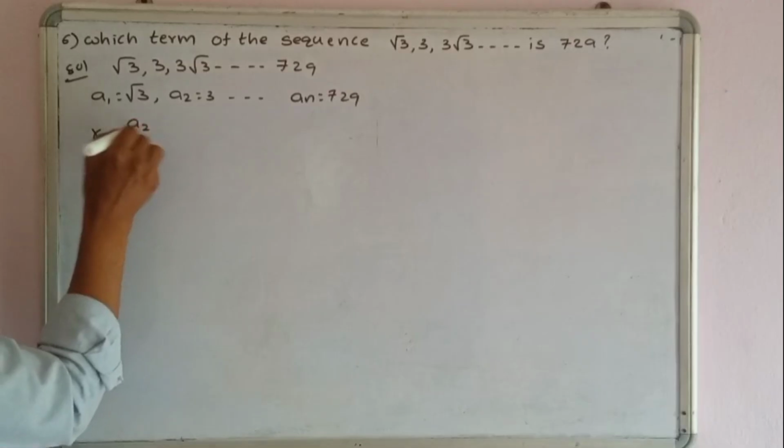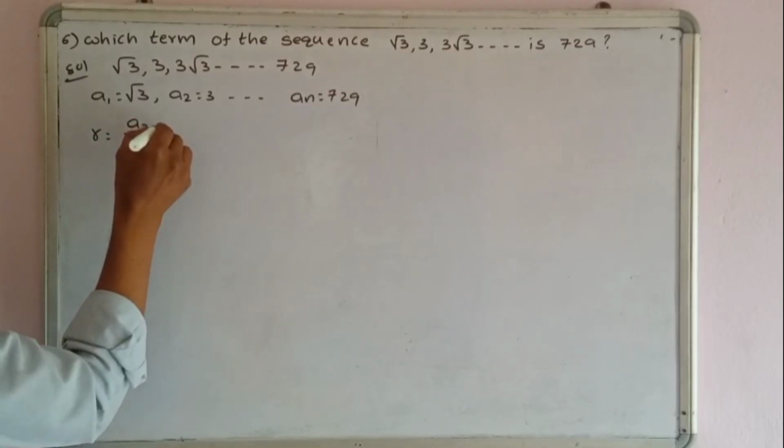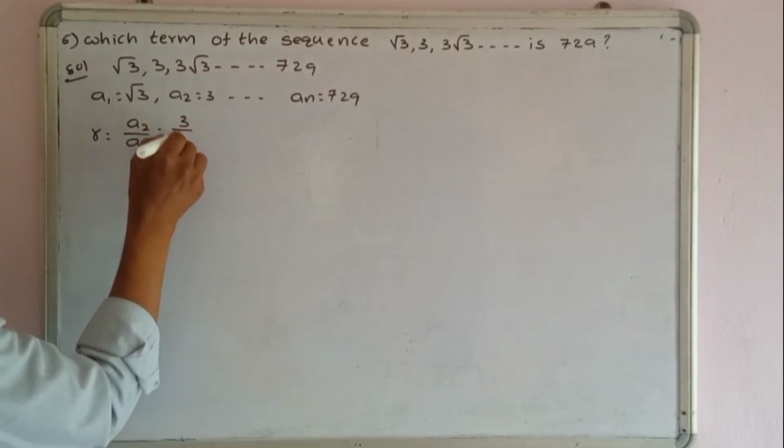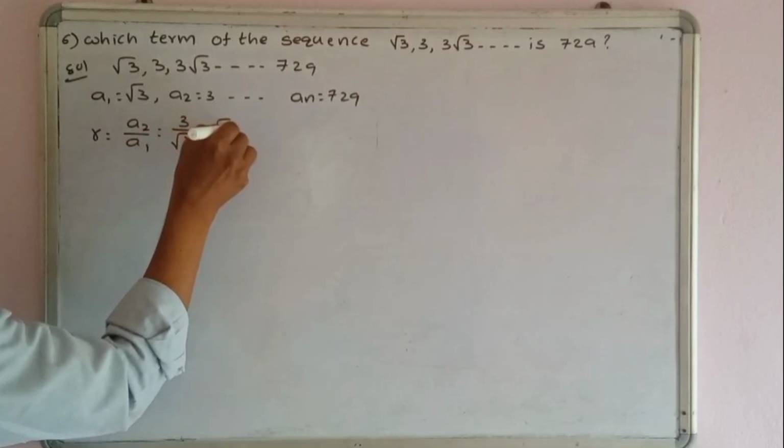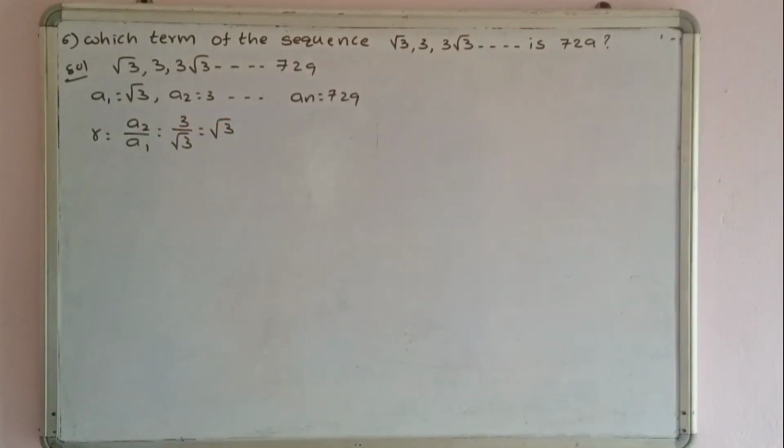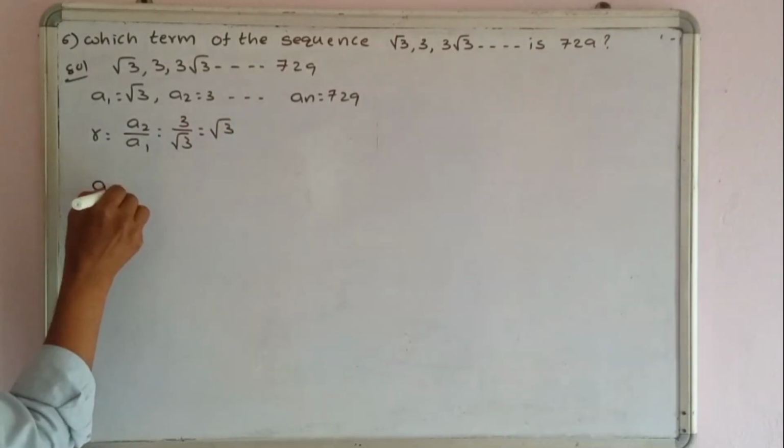R equals a2 by a1. a2 value is 3 by root 3. 3 by root 3 value is root 3. Now we will find an.